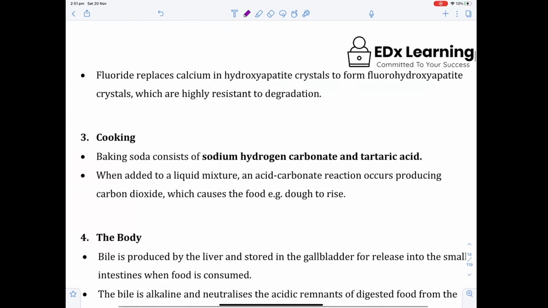Good. Here is an interesting reaction. Sodium hydrogen carbonate and tartaric acid. You don't even need to know what tartaric acid is. What product would you produce in this reaction?